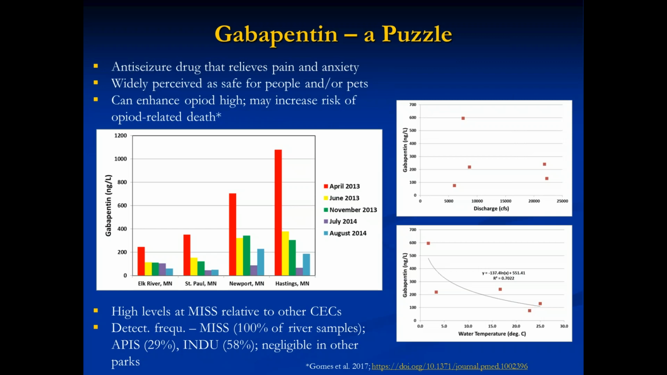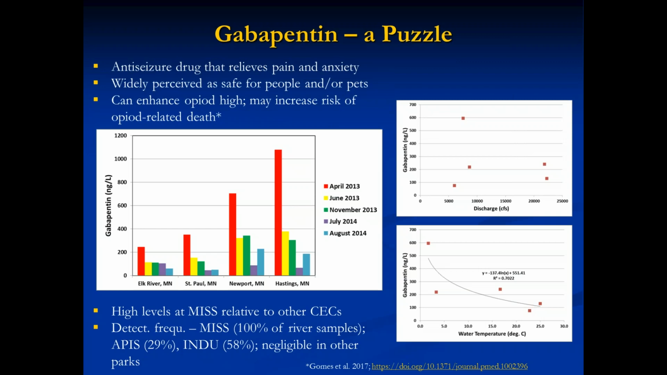So what really caught my attention was the high levels that we were getting in the river relative to the other contaminants. And down at the very bottom there, you'll see that we did detect it fairly frequently at Apostle Islands National Lakeshore, about 1/3 of the time, Lake Superior samples, and also in the streams and ditches at Indiana Dunes National Lakeshore, about 2/3 of the time. But for all the sampling work we did on the Mississippi River, we detected this in every single sample.